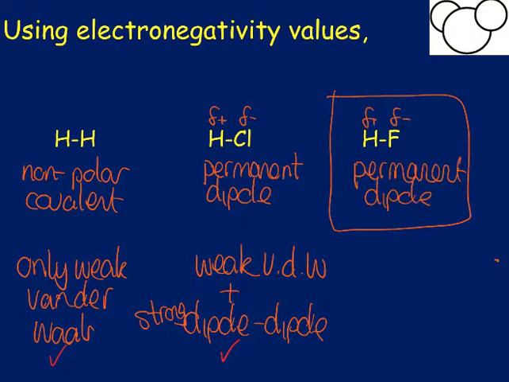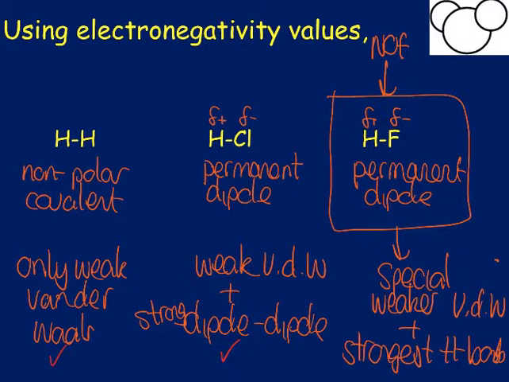And for the HF now, we worked out last time that this also has a permanent dipole, but it's special because of the NOF, and this is the FH version of NOF. So for that reason, HF has weaker van der Waals and strongest hydrogen bonding. So if you were looking at boiling points, they would be increasing as we go from left to right because of the intermolecular forces that are involved.